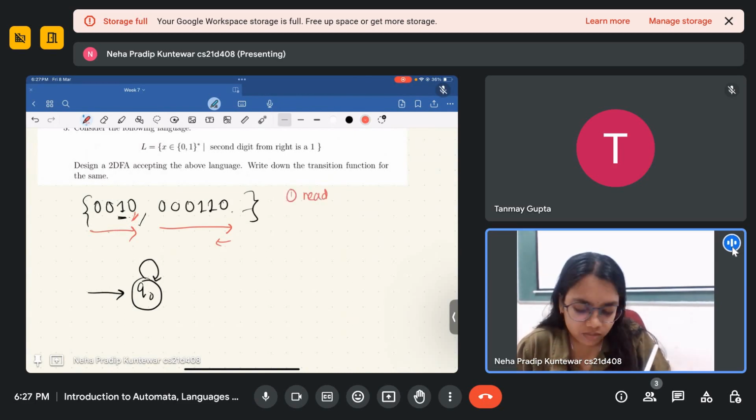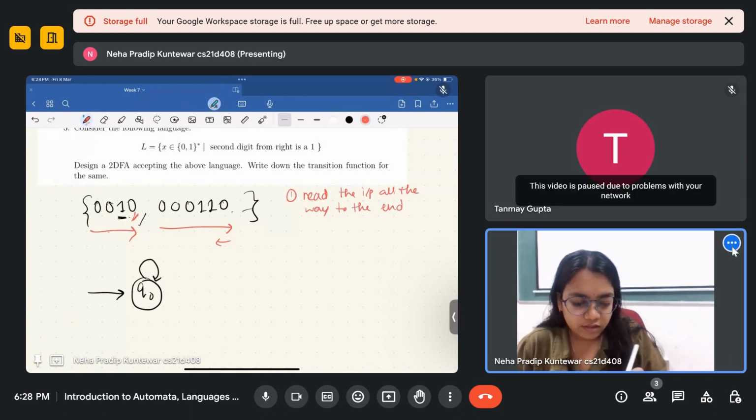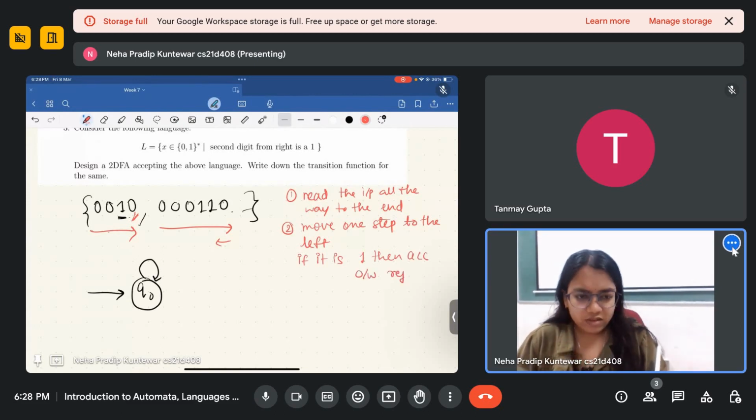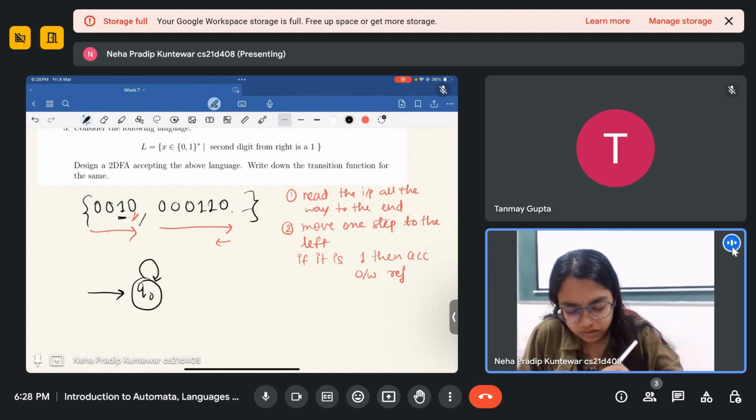So informally: read the input all the way to the end, then move one step left. If it is 1, then accept, otherwise reject. So this is the informal idea. We will just draw the automaton for the same.